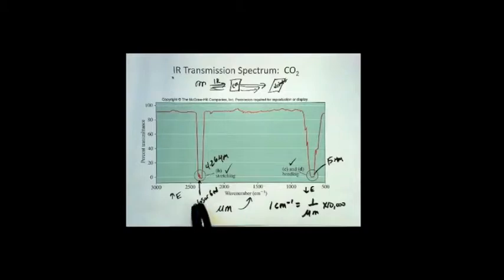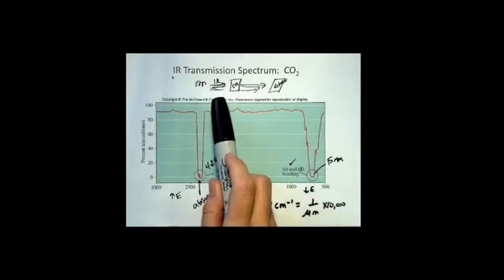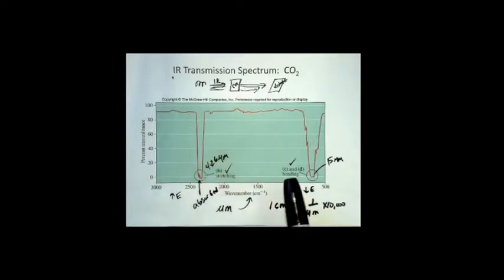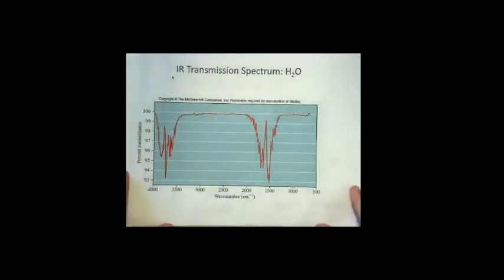Bottom line is that carbon dioxide, this is evidence that carbon dioxide does indeed absorb infrared radiation. This is the transmission spectrum from the IR spectrometer. And there's two major regions of absorption, one due to the stretching, the asymmetric stretch, and another one due to the bending. Okay, so here's another IR transmission spectrum.